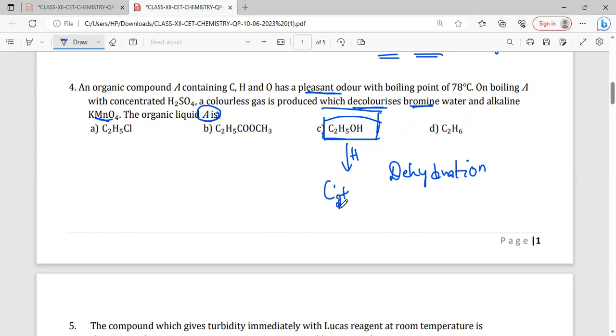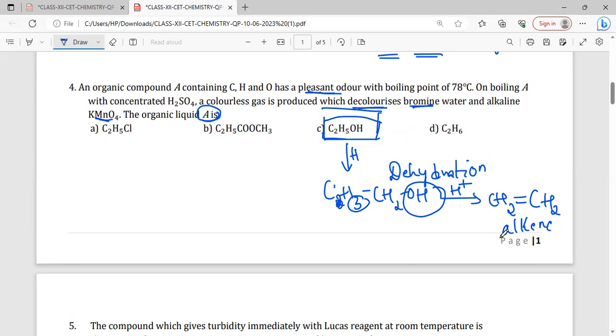So I just write this CH3CH2OH. We add H plus, water will move out, and one hydrogen from the carbon will move out, and you'll be getting CH2=CH2. The alkene is formed by dehydration, right? Now we know that alkenes react with bromine to give vicinal dibromide, right?